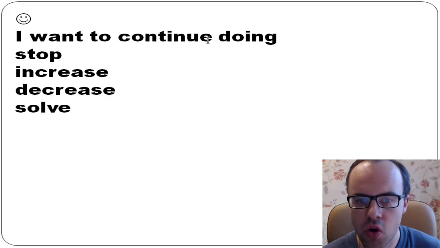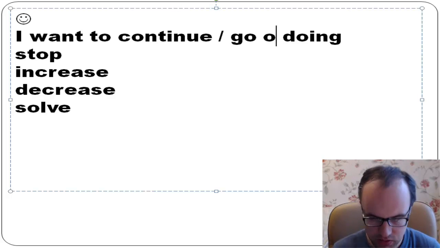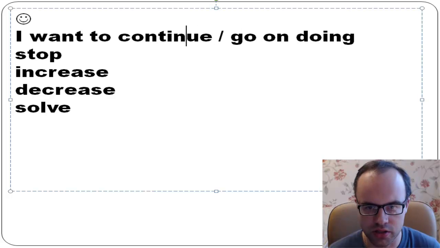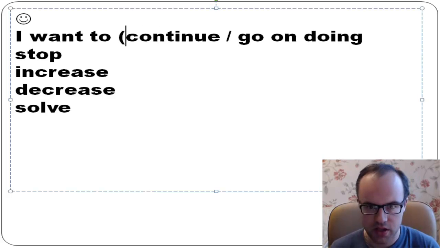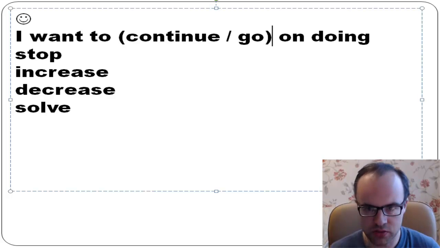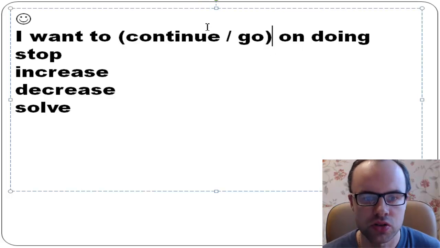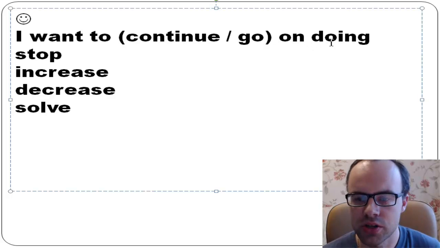Right. Go on. So you can say I want to continue doing it, or I want to go on doing it. The thing is that when you study phrasal verbs, it's better not just to translate them, but to be able to explain their meaning in English. So it will be easier for you to use them in real speech. I want to go on doing it. It means to continue doing it.